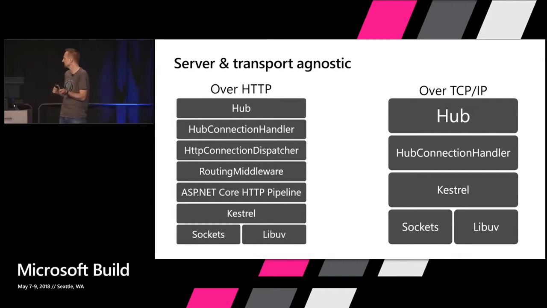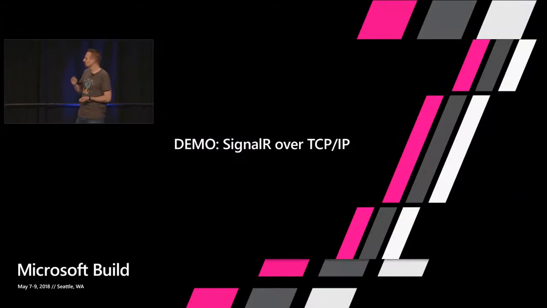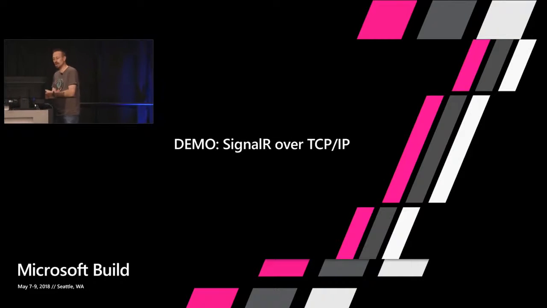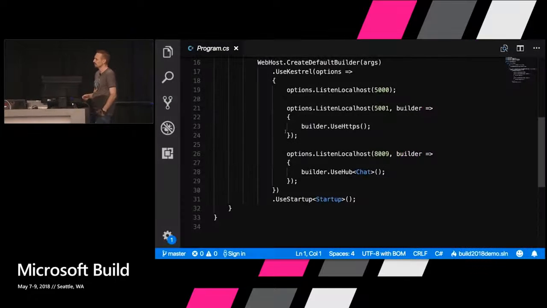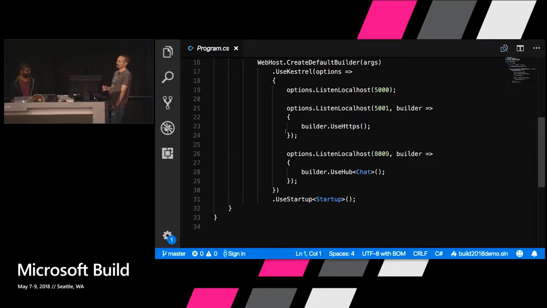But what if you want to do something else? Kestrel can speak anything if you write a connection handler for it, and then it's on top of sockets and libuv. So what would it look like to run SignalR, the same app, but have clients that aren't speaking HTTP? Same app or a similar app? I have an app done already. One you prepared earlier, to save time. Julia Child. Nice. All right.